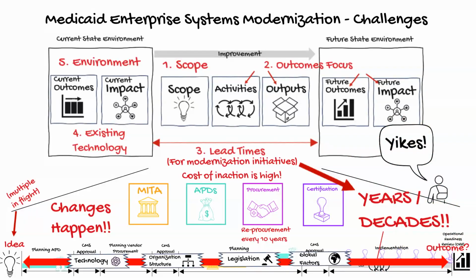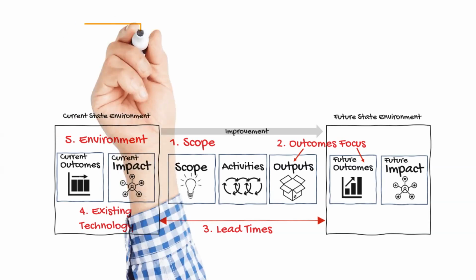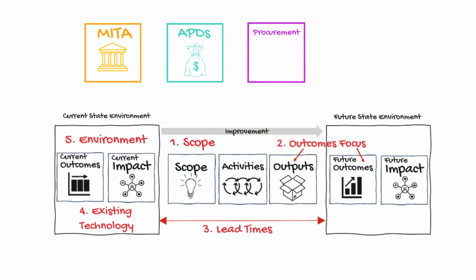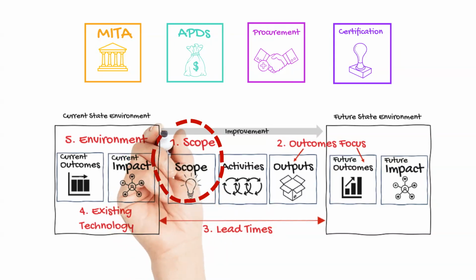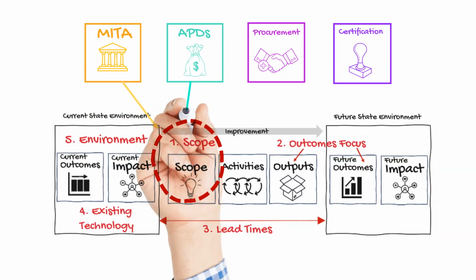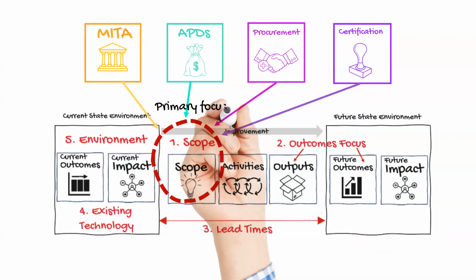Let's take a look at the 5 challenges we've identified so far, and how our current governance constructs address these challenges. The 4 governance constructs we've listed, MIDA, APDs, procurement, and certification, have historically focused mostly on the ideas, or the scope, challenge, providing guidance to states to help develop plans for modernization, then solidifying those ideas into funding and procurement vehicles, then managing the delivery of those ideas in accordance with the predefined plan.